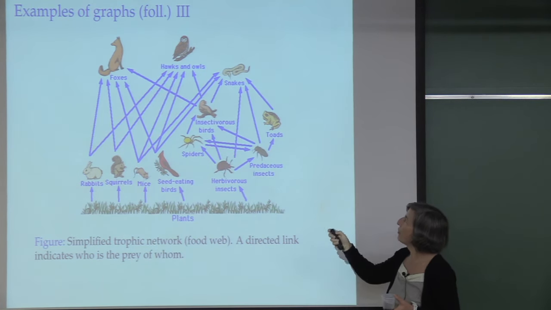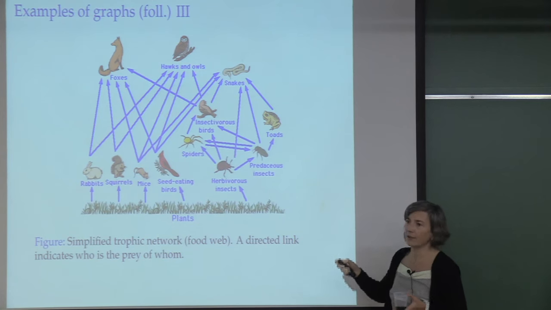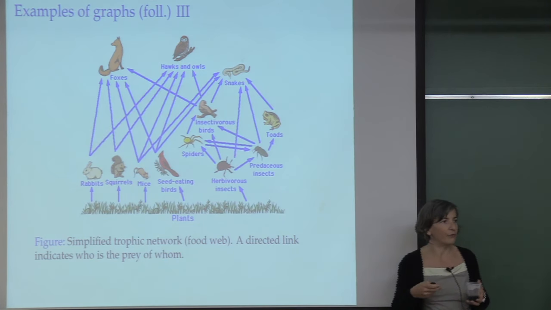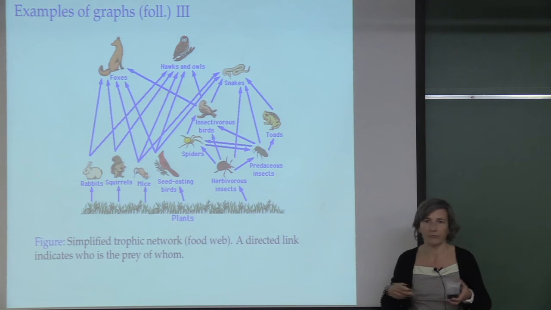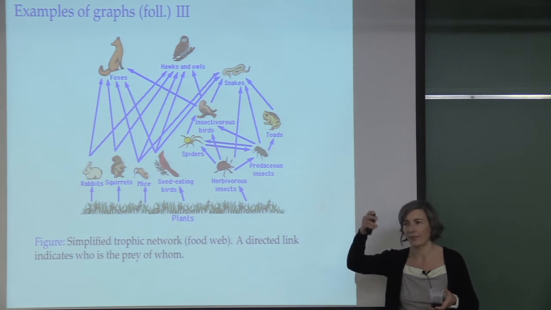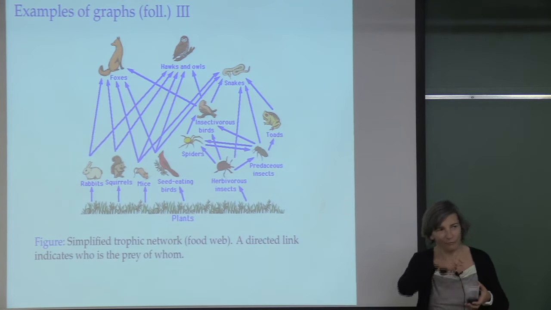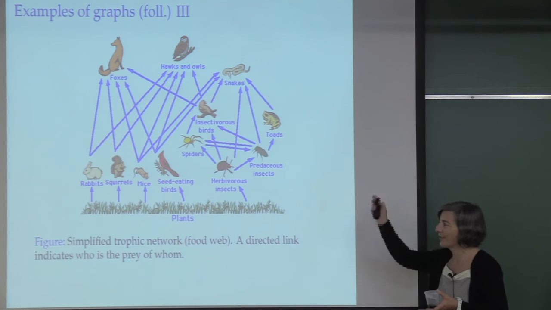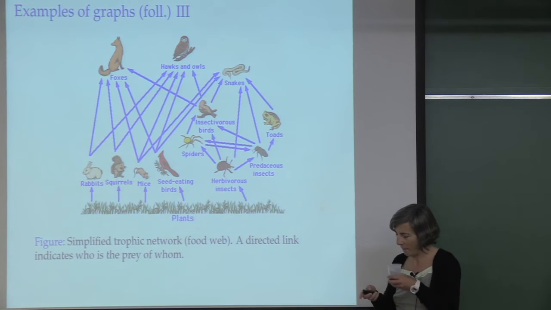And on the top, you have the top predators, the species that don't get eaten by anyone except humans, which are the super top predator, but that's not in the trophic network here.